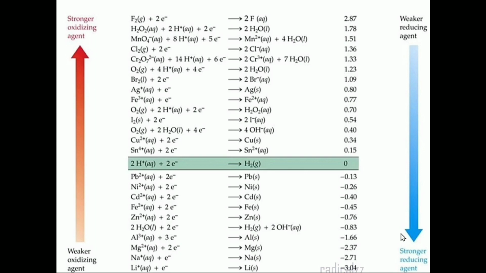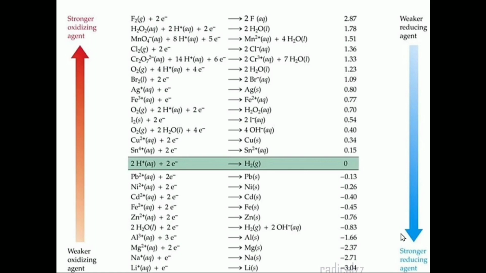Here, fluorine has the maximum value, so it acts as a good oxidizing agent, which means it has a tendency to undergo reduction. But lithium has the minimum value, so it acts as a good reducing agent, which means it has a tendency to undergo oxidation. From this video, we studied mainly about electrode potential.